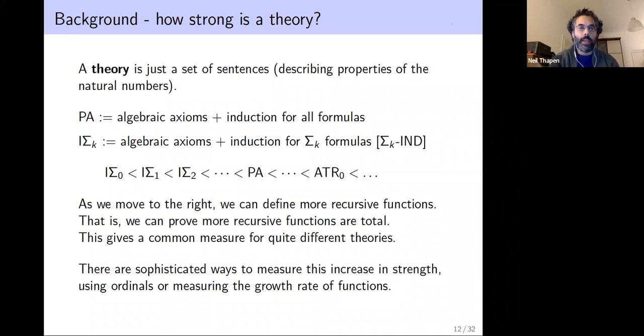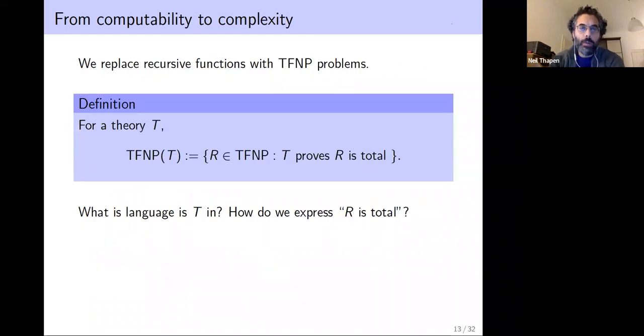So this slide is really my motivation for this work, to try and find some different way of looking at the strength of induction in a more complexity theoretic setting. So I guess that's already the approach on the next slide. Rather than talking about recursive functions, we're going to talk about TFNP problems. And given really any theory T, we'll define TFNP T to be the set of TFNP problems that the theory proves is total. By proves, this is just normal first order logic, and we have to have some way of expressing that R is total.